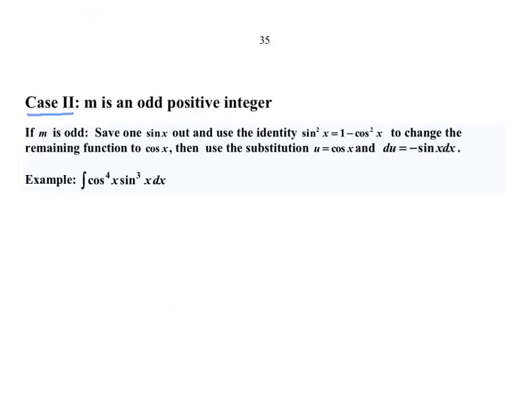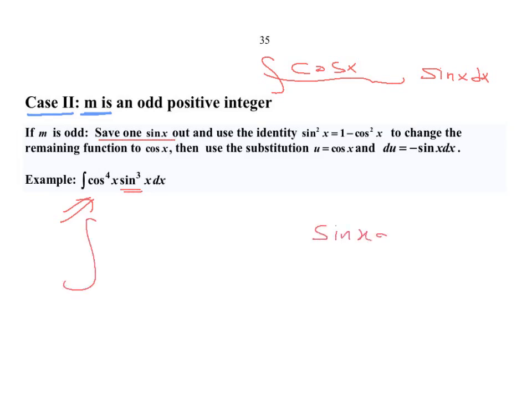Now case 2: if m, which is the power of sine, is odd. In this case, we are going to save out the sine x, and change the remaining into cosine. Let us see. Now the power of sine is 3, so we are going to save out one sine x. So the sine cubed, the odd power, will become even, so we can easily change it into cosine.